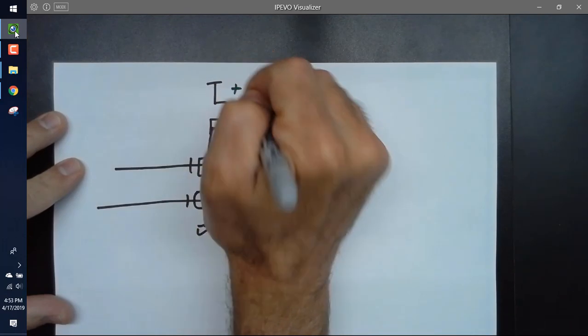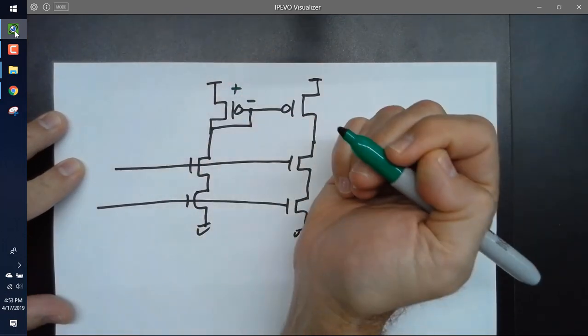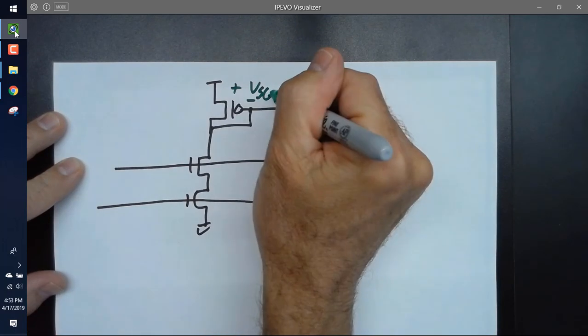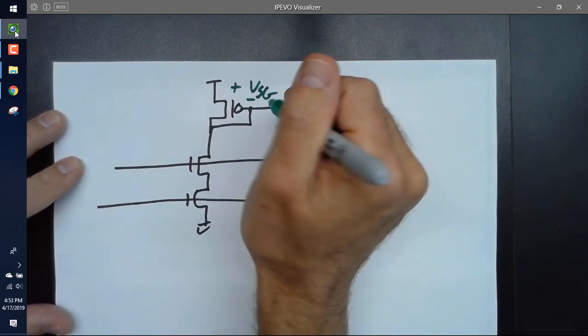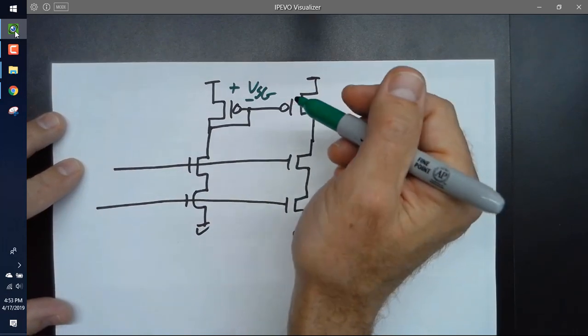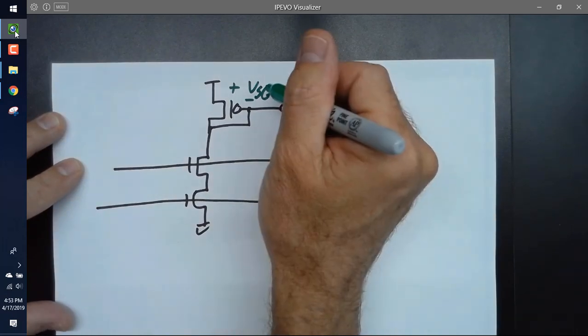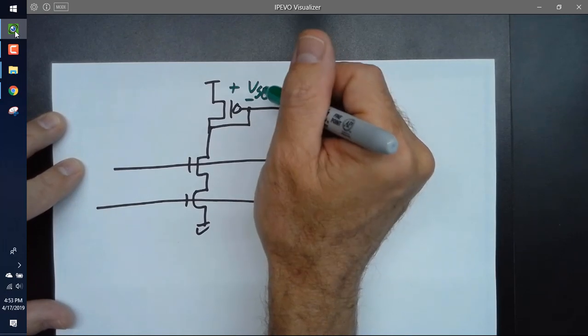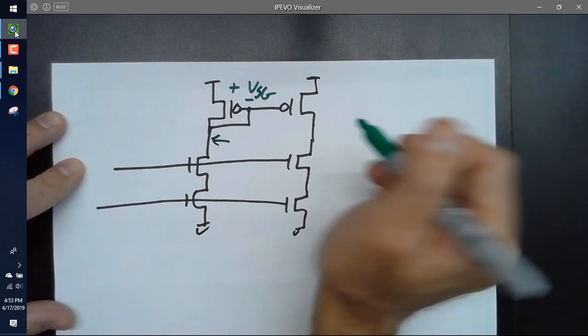So I've got a VSG. Now, do I use 1.15? Of course not. Those are just for the examples in the book. You're designing and setting the overdrive voltage. So you might end up with a 50 millivolt overdrive. This would be 0.95. So what's this voltage right here?